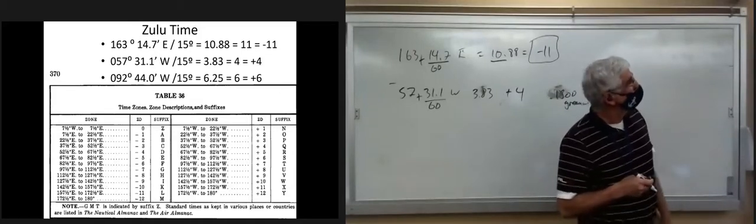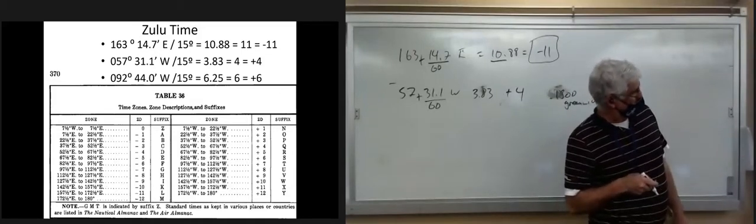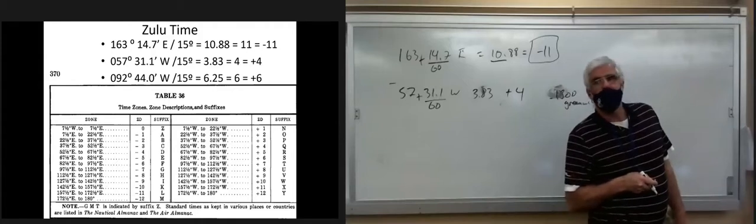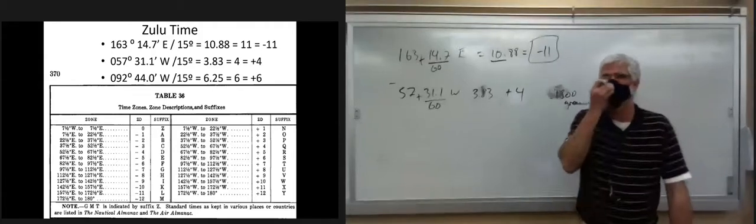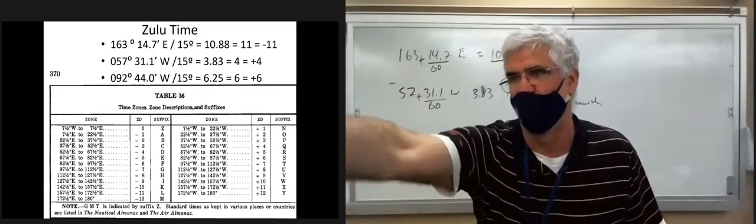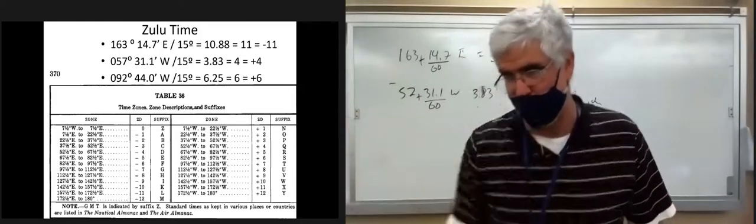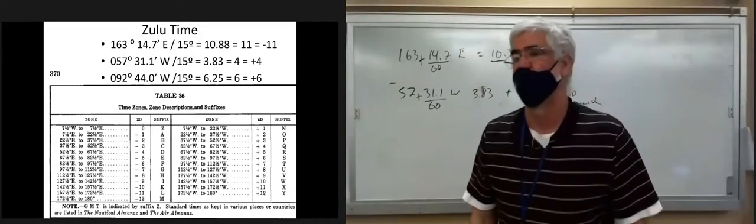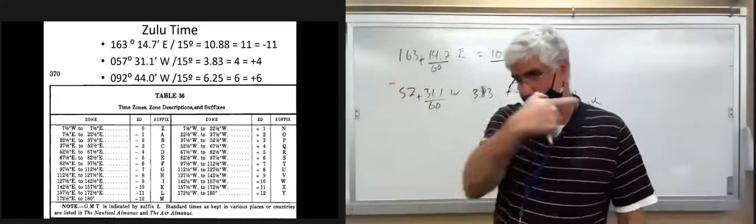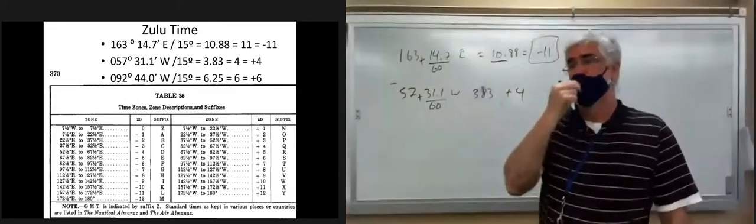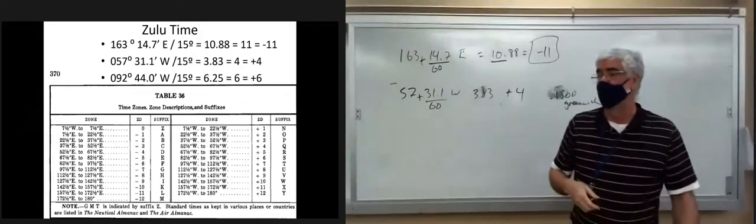Dylan, 5731 west, left side, right side, left side, right side, right side. Okay, you tell me when to stop. What is it? +4. What are you going to do with that +4, Dylan? You're going from local time to Greenwich. What are you going to do with the +4? You're going to keep it. You're going to respect the sign. Dylan, you're going from Greenwich time to local. What are you going to do with that? You're going to flip that. Okay? That's what we're going to need to do for these problems.